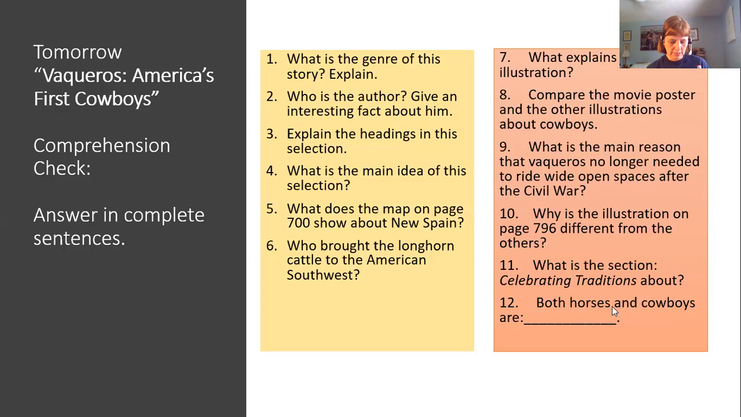On page 796, there's an error here. Why is the illustration on page 706? Well, it's not 796, so please, it's 706. The illustration shows a present day cowboy, a modern cowboy. And the section celebrating traditions talks about the charrerías. It's important that the section talks about the charrerías. Both horses and cowboys are what? Well, they're tough, tough animals, and they're determined.